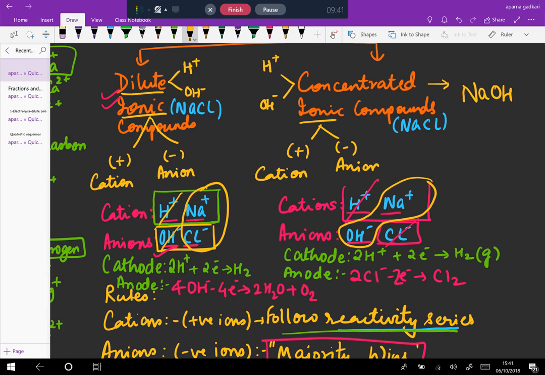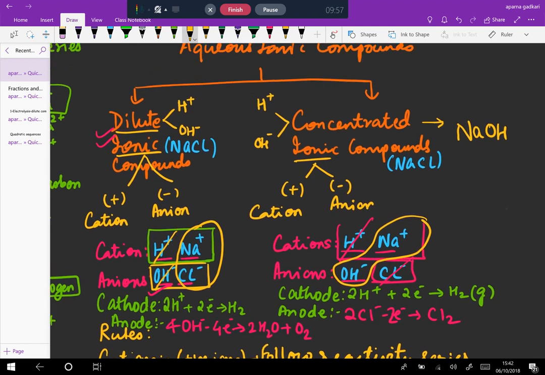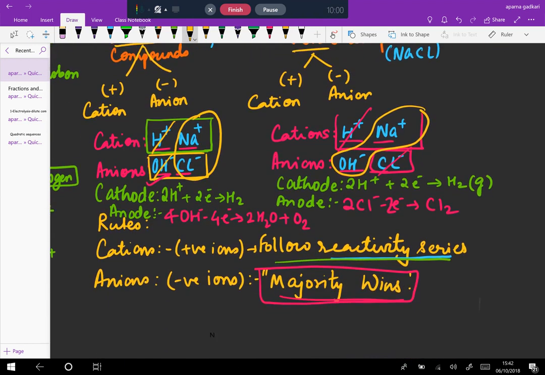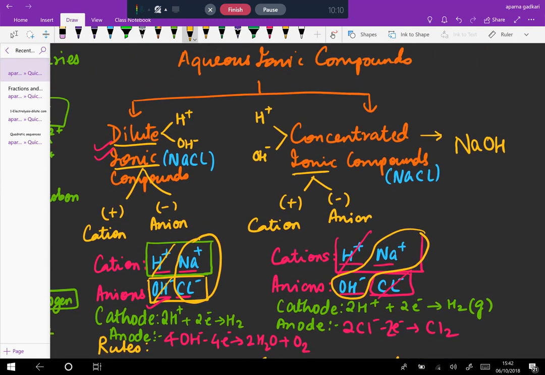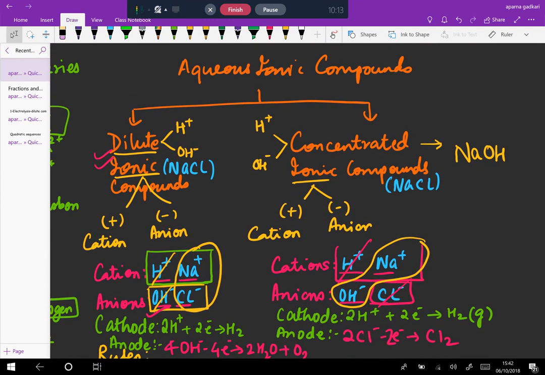And in the case of concentrated NaCl specifically, H plus and Cl minus will be lost. So what will be left is Na plus and OH minus, that is, sodium hydroxide will be formed. So what have I done? I've actually created a new set of rules, my own rules you may say: majority wins is the rule for the anions, and the cations always follow the reactivity series. So you keep this in mind and you will be able to find the products of electrolysis of any given aqueous ionic compound. Okay, so that's all in this video for electrolysis of aqueous ionic compounds.